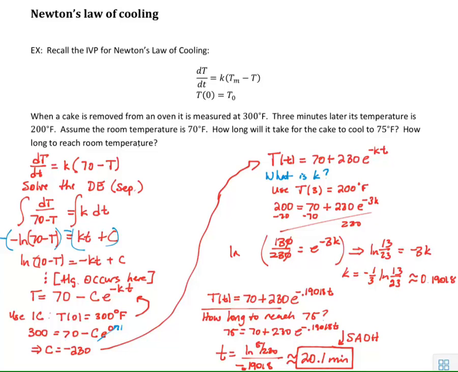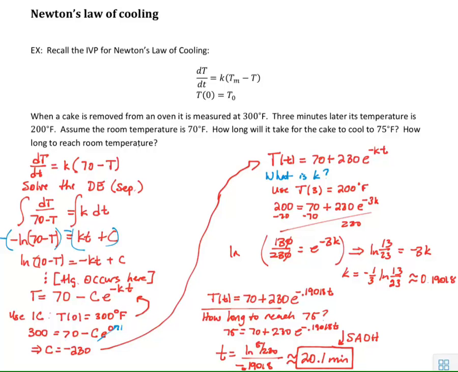Now what was the next step after that? Divide. Okay, so 0 divided by something is still 0. Then what? Natural log. And then alarms go off, right? You can't do that. You can't take the natural log of 0. There is no natural log of 0, because nothing to a power will ever equal 0. So what's the answer? When will it reach room temperature?